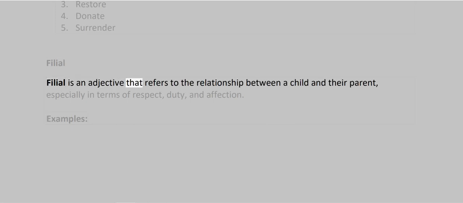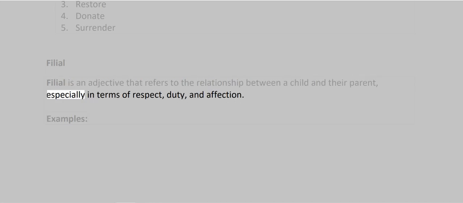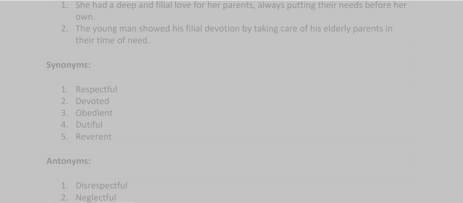Filial. Filial is an adjective that refers to the relationship between a child and their parent, especially in terms of respect, duty, and affection. Examples. 1. She had a deep and filial love for her parents, always putting their needs before her own. 2. The young man showed his filial devotion by taking care of his elderly parents in their time of need.